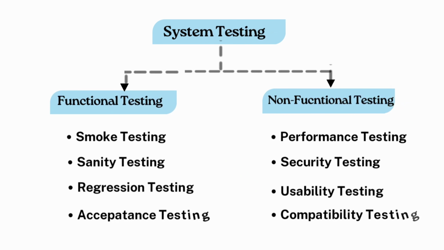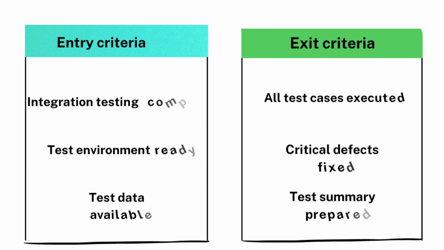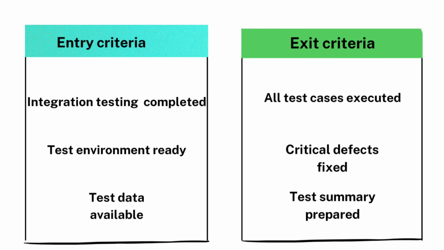System testing includes both functional and non-functional testing types. In upcoming videos, we will deep dive into each of these testing types. System testing begins only when integration testing is complete. It ends when all critical defects are fixed and the application meets quality standards.